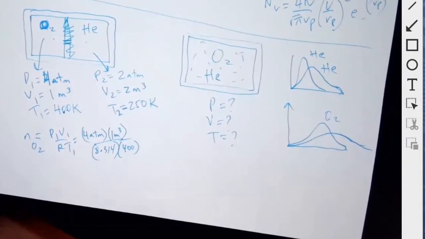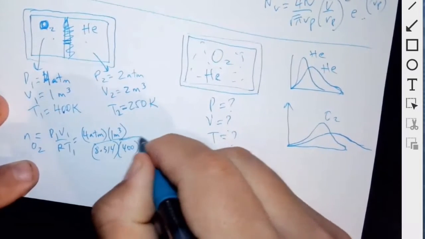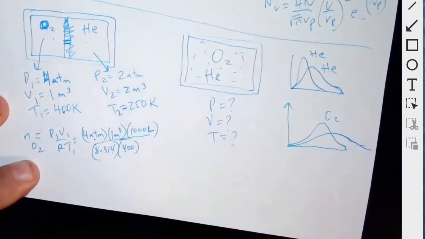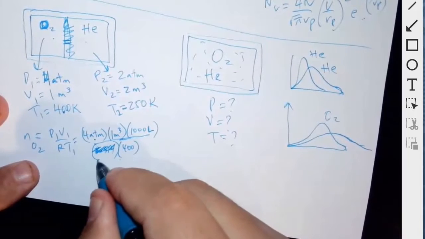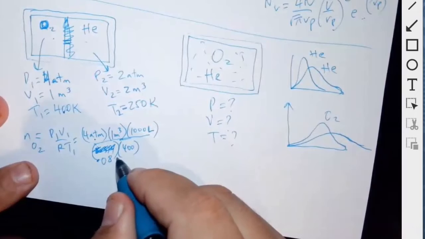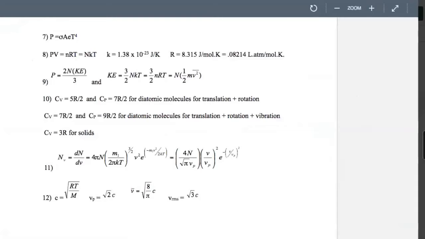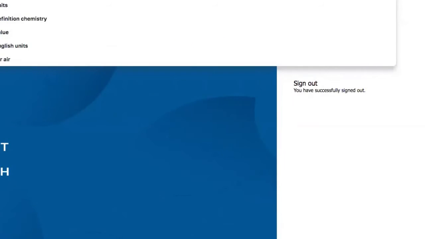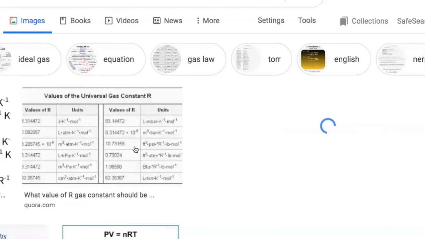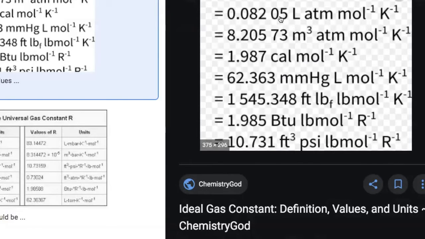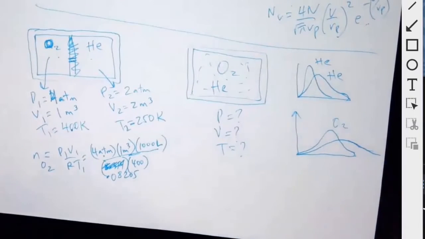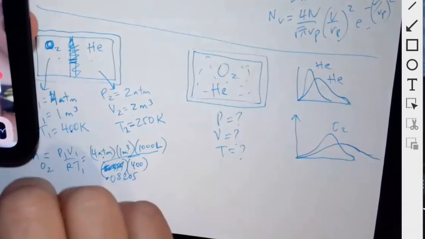1 atmosphere is 101.3 kilopascals. I'm just feeling a little lazy today, so I'll just leave it as atmosphere. Then I'll say 1 meter cubed is 1,000 liters. Then I'll use the other version of R, 0.08205 liter atmosphere per mole Kelvin. Okay, so then I should be able to calculate the number of moles.